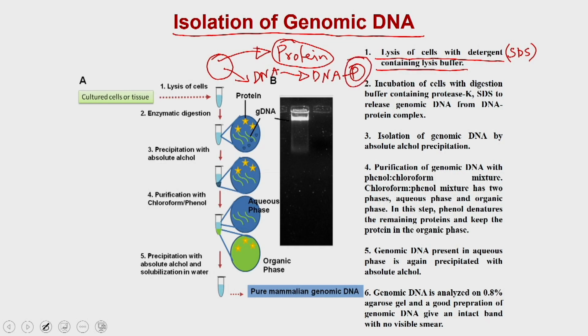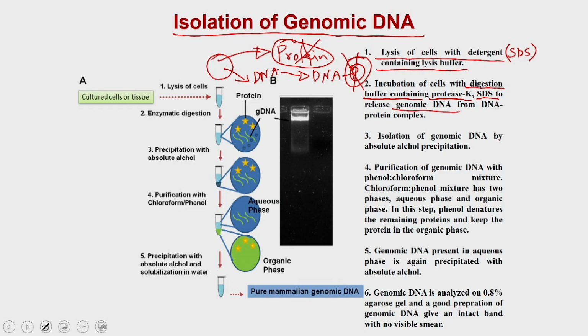So, what you will do is put this into a digestion buffer, and this digestion buffer contains proteinase K, which is a protease, and SDS. The job of the SDS is to release the genomic DNA, and the proteinase K is going to degrade the protein, whether it is an isolated protein, meaning an individual protein, or a protein which is bound to the DNA. That will free the genomic DNA from all types of complexes.